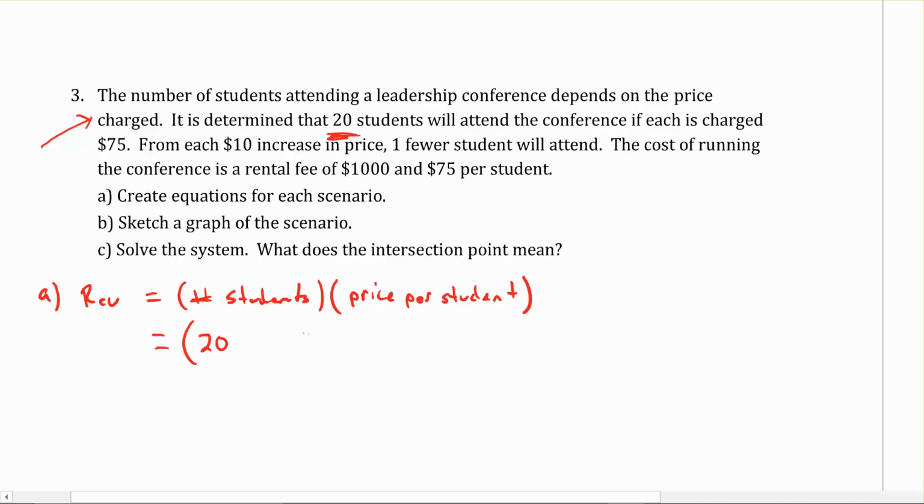I'm going to leave a space here because we're going to change it up a bit. But it would just normally be 20 students and $75. That would be typical, right? But we're going to change the number of students and the price here.